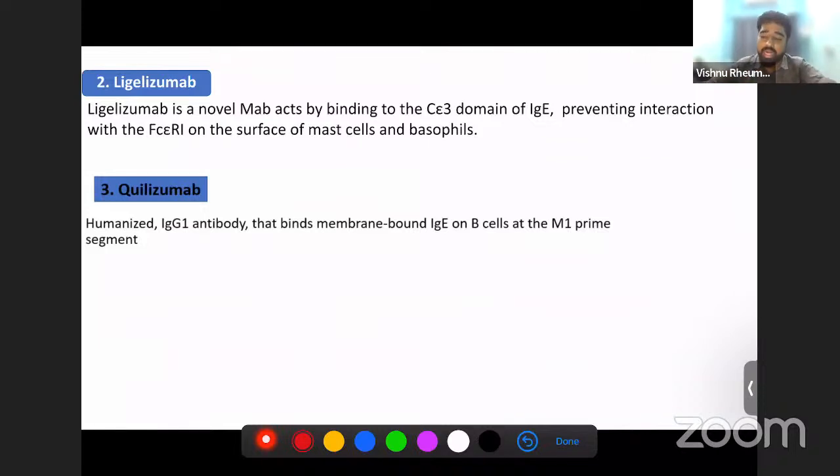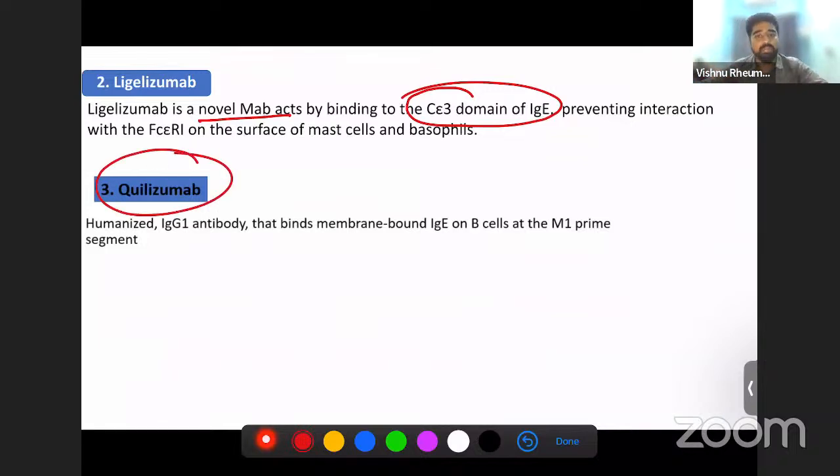Also, there are other monoclonal antibodies like ligelizumab. This is a novel monoclonal antibody that binds to the C epsilon 3 domain of the IgE and prevents the interaction with Fc epsilon R1. Quilizumab is an IgG1 antibody that binds to membrane bound IgE on the B cells at the M1 prime segment. You don't need to remember this, all of these are types of anti-IgE monoclonal antibodies used in refractory chronic urticaria.